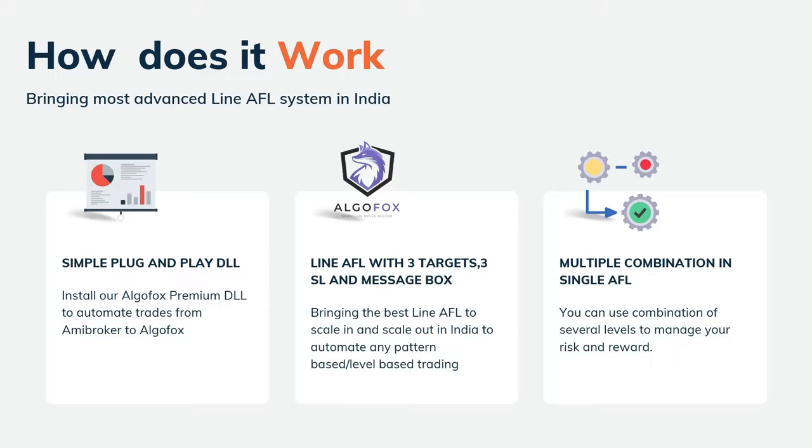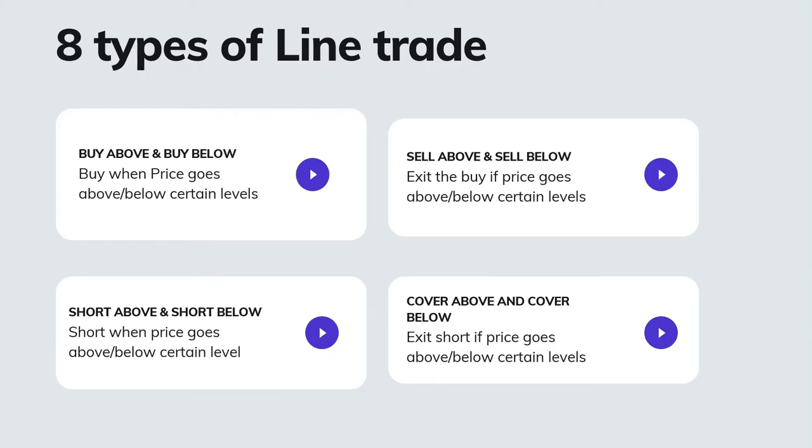Now before I show you how exactly it works, here are the 8 types of line trades possible. So whenever you plot a line, it can be a trend line or a horizontal line, the price can cross the line from down to up or from up to down. So since the price can cross from down to up or from up to down, there can be 8 types of trade. So buy above a particular price or buy below a particular price, sell above a price or sell below a price, similarly short above or short below, and cover above or cover below. In a single AFL that we have developed, all these 8 types of trades are possible.